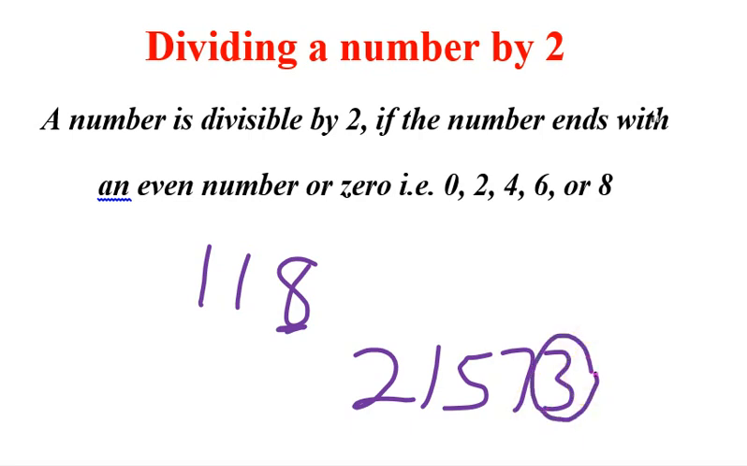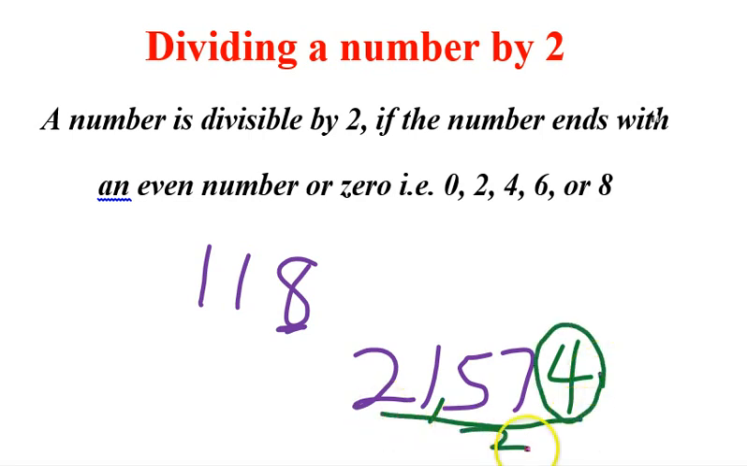But if this same number, I replace the last digit with, let's say, 4, then I'm going to have 21,574. This is an even number because it ends with an even number, and so we can divide it by 2 without a remainder. Now, how do we divide a number by 2?